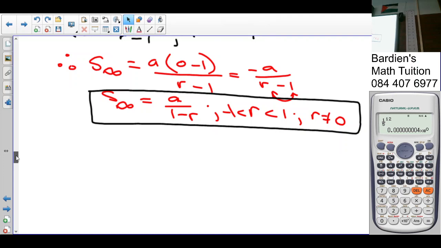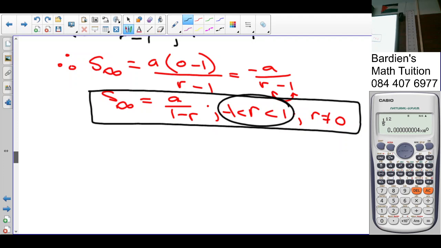So if they say calculate the sum to infinity, or they ask you to calculate the sum of an infinite series, or they tell you the series continues forever, or it's an endless series, anything that tends to the idea of infinity, we use this formula. And the only time it will work, where the series will converge, is when r is greater than minus 1 but less than 1. This is key for the use of this formula.